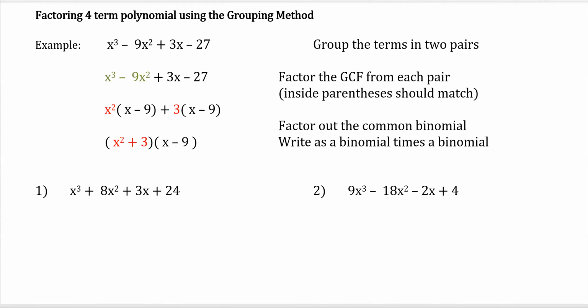We will group the first 2 terms together, and then the second 2 terms together. Factor the greatest common factor from each set of parentheses. And then it will look just like the problems above, so that we will have a common factor of x minus 9, and the other factor will be x squared plus 3.